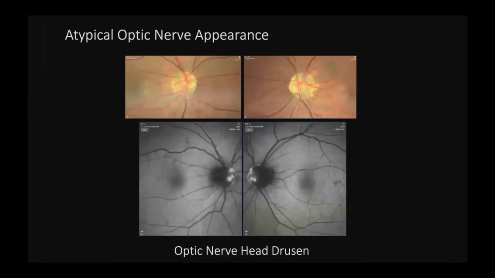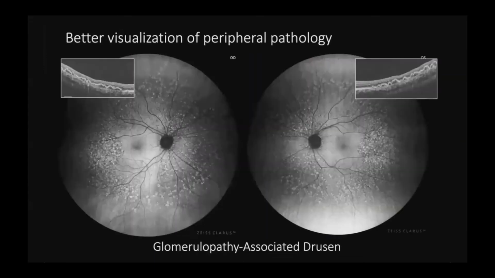This is a patient referred for atypical optic nerve appearance, and here on autofluorescence, you can see the clear optic nerve drusen. Peripheral pathology, especially drusen, can often be visualized well with fundus autofluorescence. This is an example of a young patient who had glomerulonephritis, and so this is glomerulopathy-associated drusen, which is a relatively rare disease, but you can see here the striking visualization of the drusen on autofluorescence.